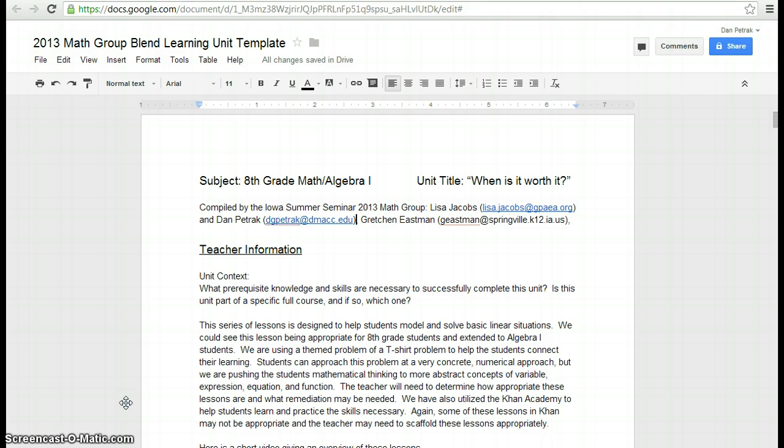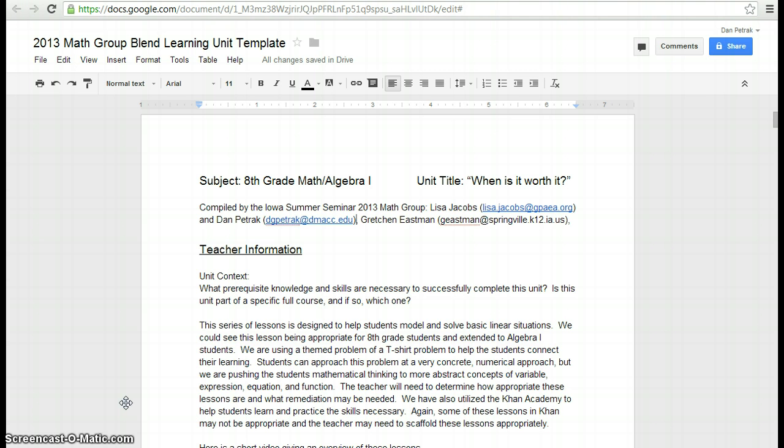This is the math group from the Summer Seminar 2013. Myself, Dan Petrock, Gretchen Eastman, and Lisa Jacobs worked on this this summer. It was a great experience. It was a tough experience to figure out how to make a good quality set of units that tie together to the Iowa core. But I think we came up with something, a good first draft of a lesson here.